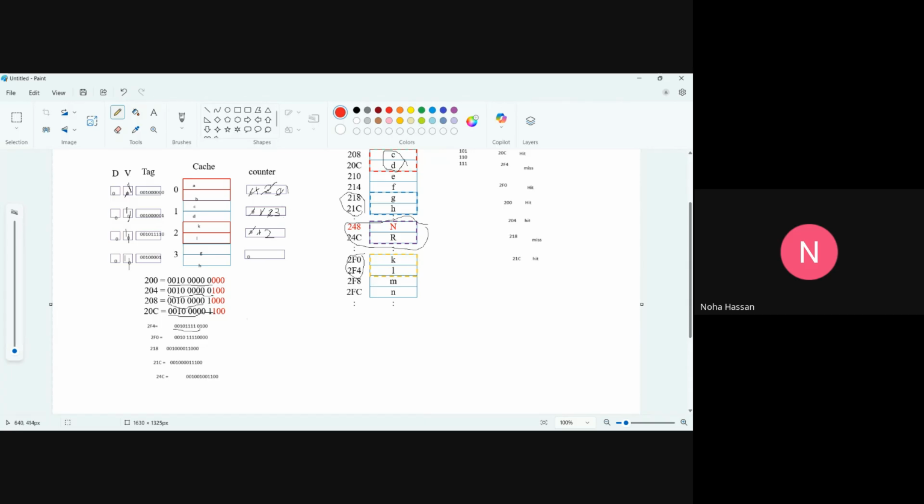3. Right? So what I will do, I will get the N and the R. Okay. And then I will replace it with these two. So these will be crossed out. Okay. And then I will put N and R instead right here. Okay.